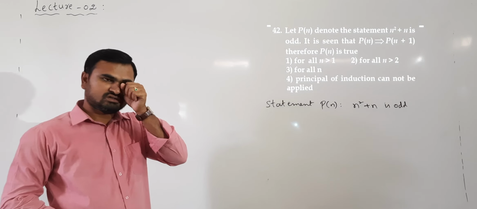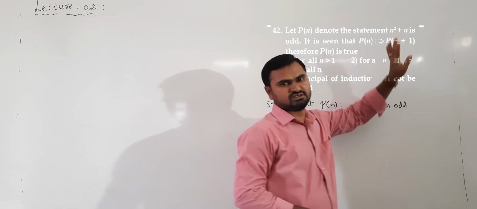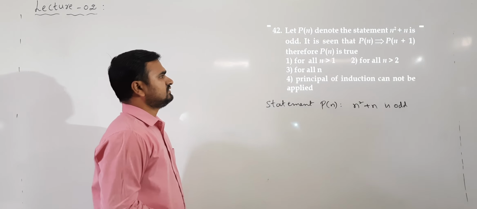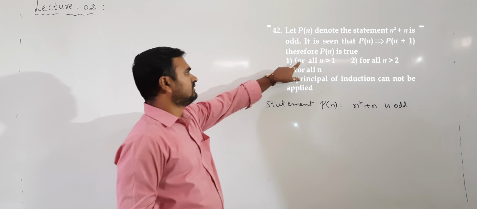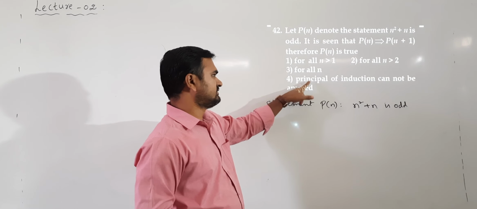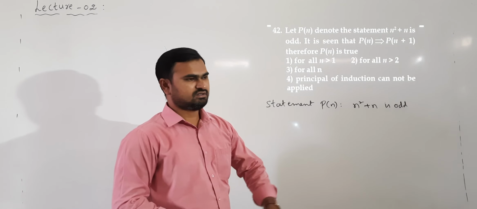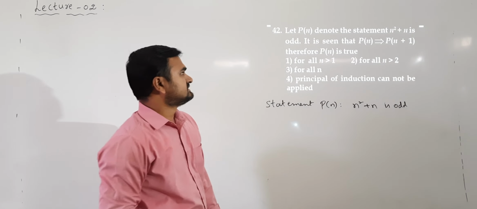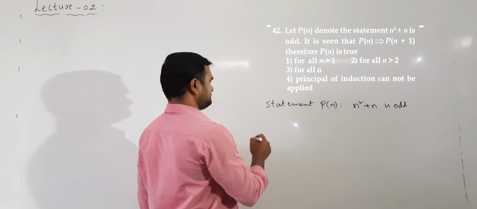So, P of n implies P of n plus 1. Using that, what can we say about P of n? Is it true for all n greater than 1, for all n greater than 2, for all natural numbers, or is it that the principle of mathematical induction cannot be applied? Now let us see that expression. Since it is given natural numbers, let us take some natural numbers.